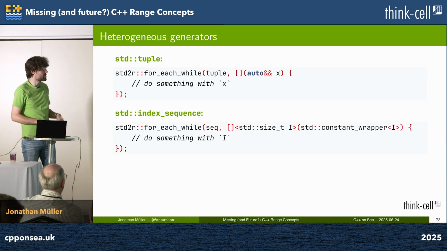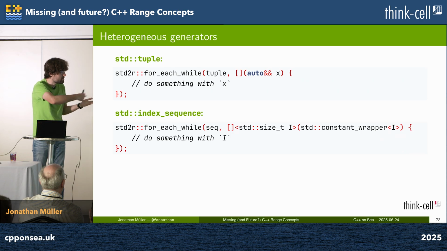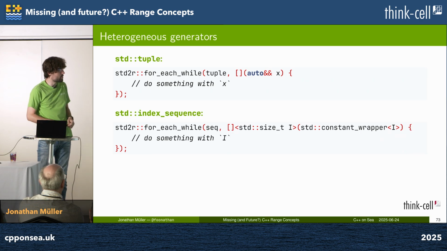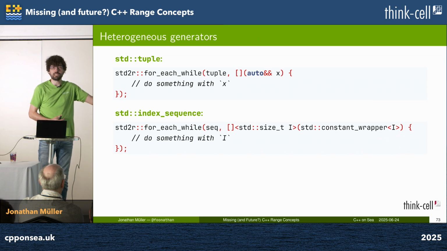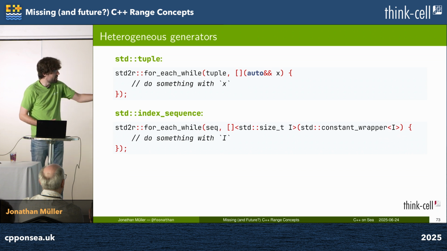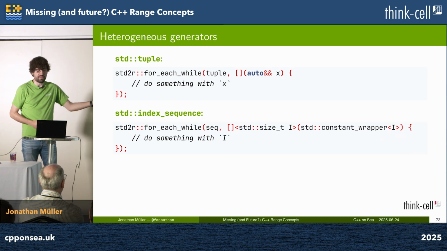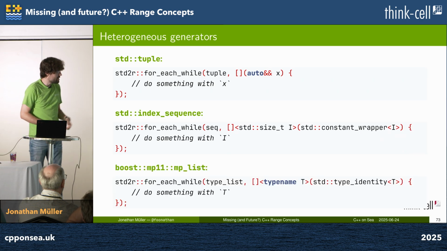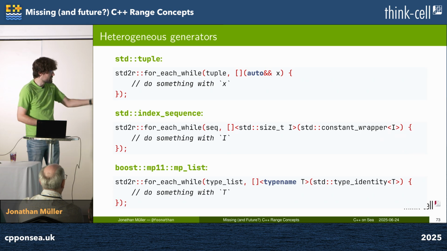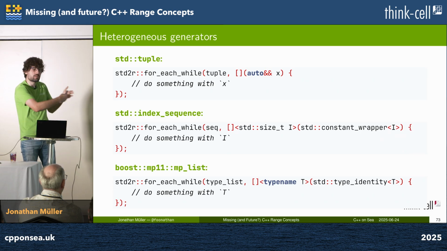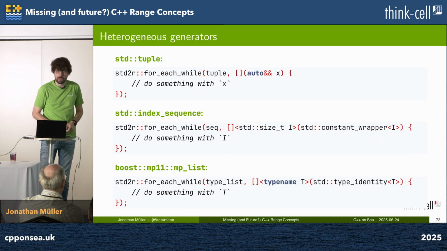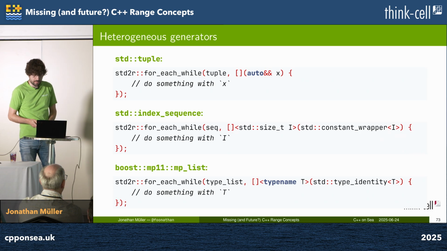We can also use index_sequence, which is a compile-time sequence of 0 to n. We can pass that to for_each_while, and then we get each index as a compile-time value. So we've got the value of the index as an early compile-time value and can do fancy metaprogramming with it. Or, if you want to do metaprogramming on type lists, we give the type list to for_each_while, and then we just have a range of type identities, and then we can use general range views and algorithms to do fancy type-based metaprogramming. And this is how we do most of our metaprogramming.